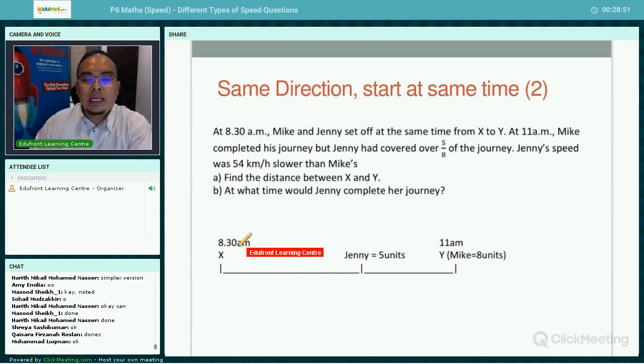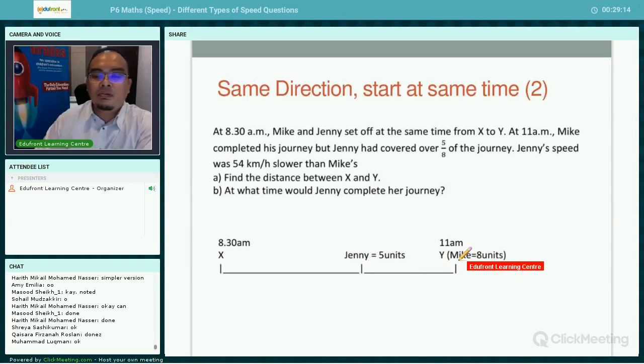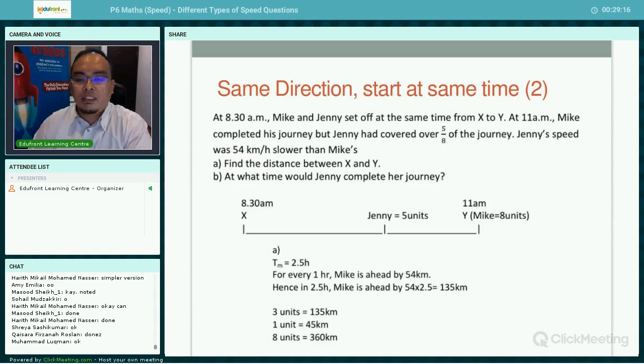So you can see here at 8:30 a.m., they both start. When Mike has reached, at 11 a.m., Mike would have reached. Now Jenny would have covered only 5/8 of the journey. So Jenny would have traveled 5 units, and Mike would have covered 8 units. So the difference between Jenny and Mike here will be 3 units. So the question: find the distance between X and Y.